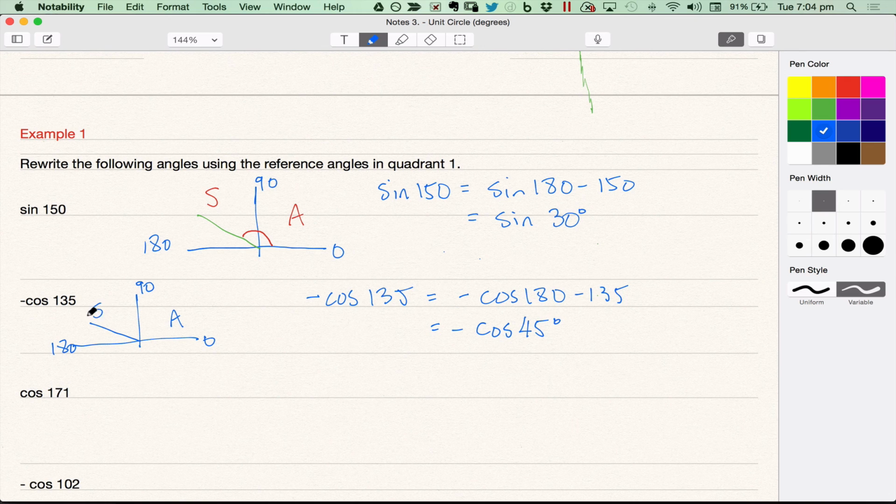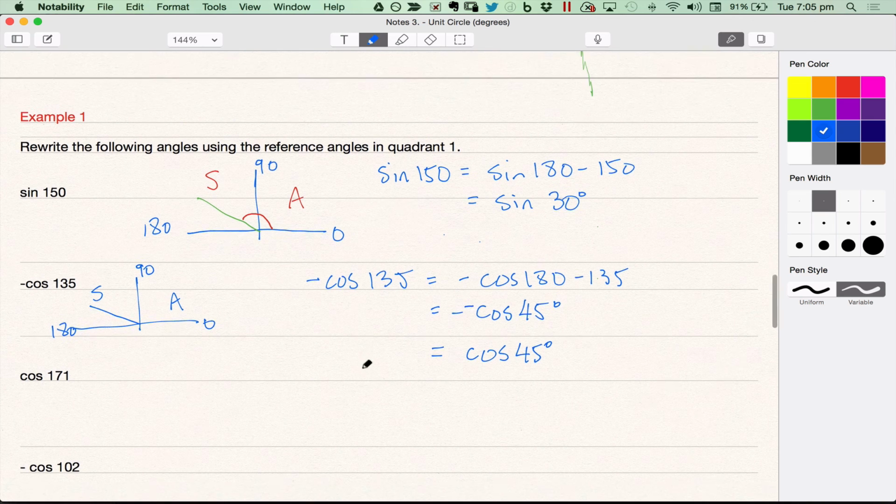Last thing, check if cos is positive in this quadrant. Because we've got the S there, the S means sine is positive, cos is not, cos is negative. So we need to make this an extra negative. If there was no negative there, you'd put it in front. There is already a negative there, so negative negative turns into a positive. So negative cos of 135, the reference angle, is just cos of 45. This one's the reference angle in quadrant 1.